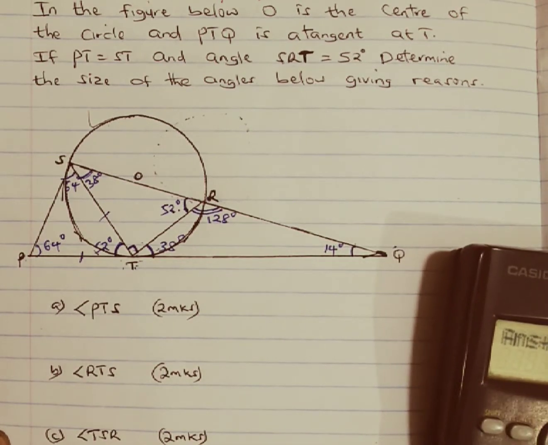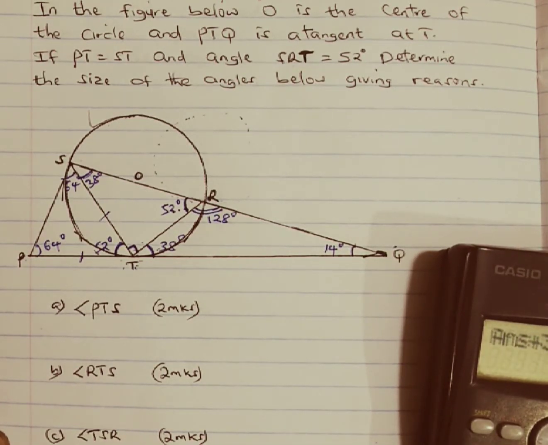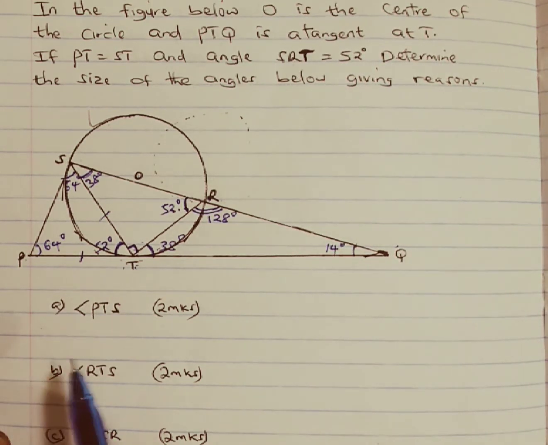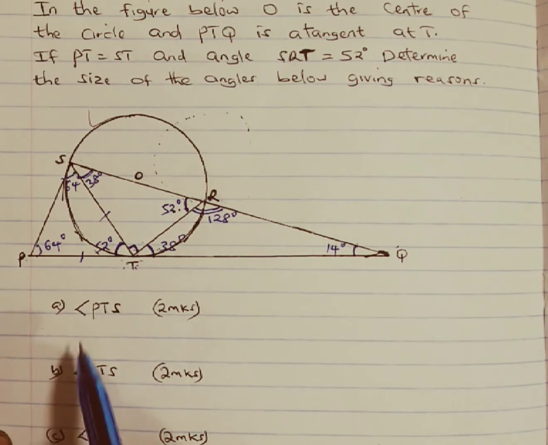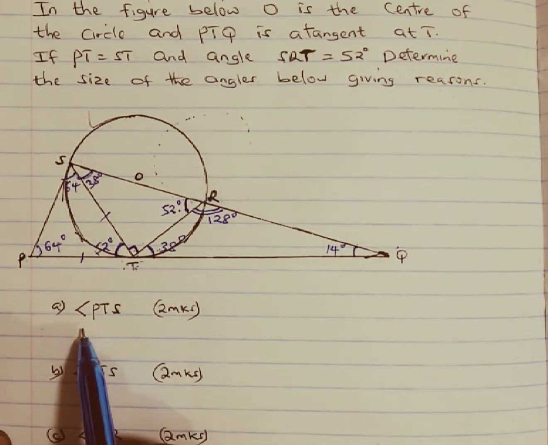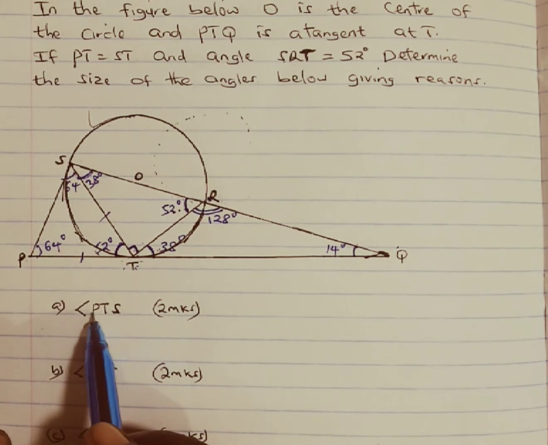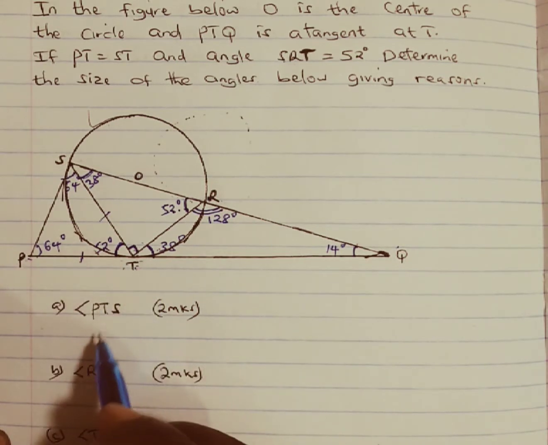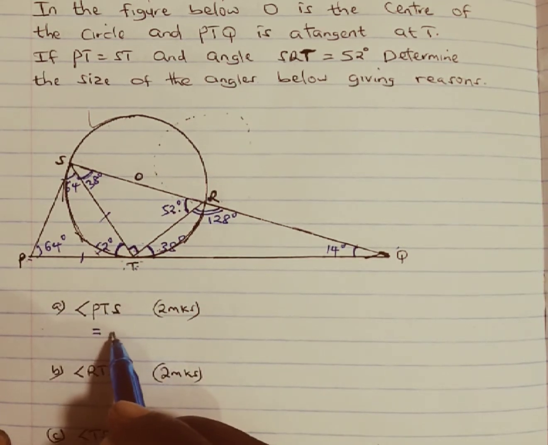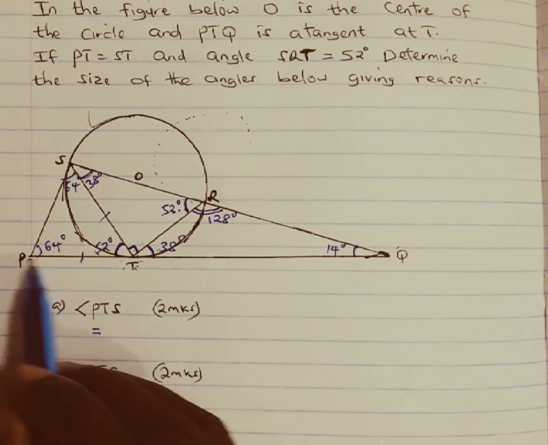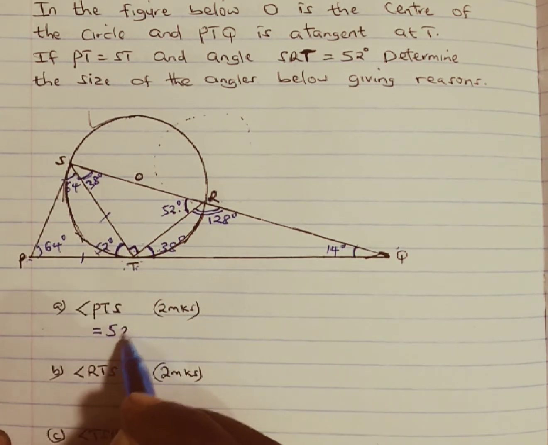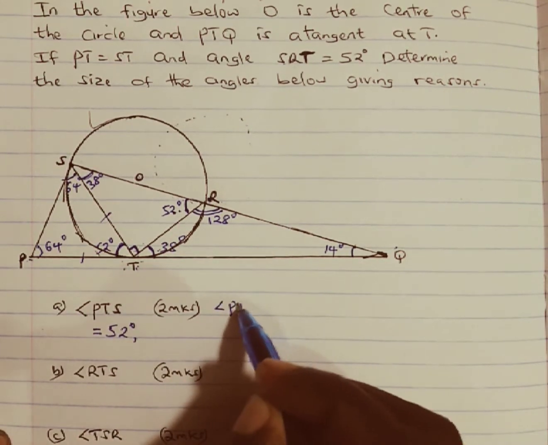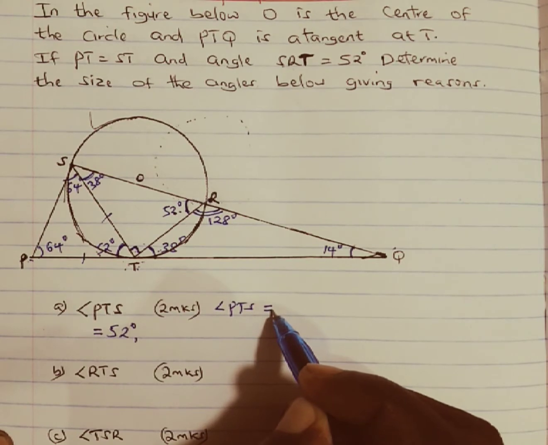Having gotten the size of that angle, I'm sure we are now through with all the angles. So let us try to go through this. We are supposed to calculate, with the reason, the size of angle PTS. We know angle PTS is 52 degrees.